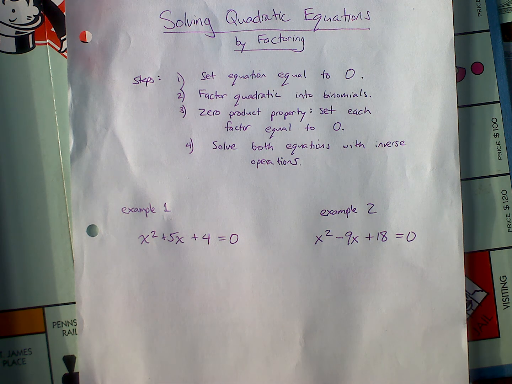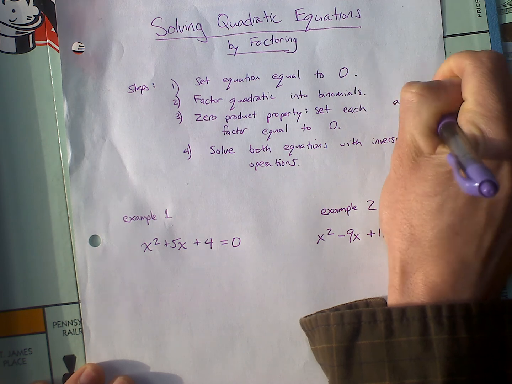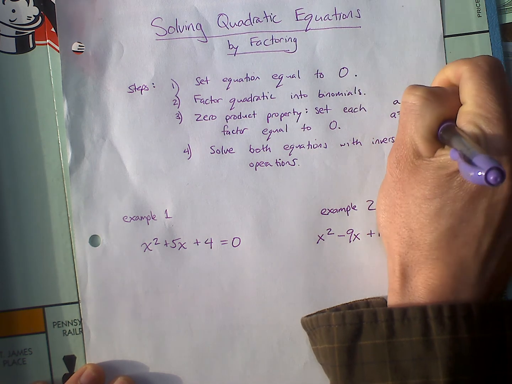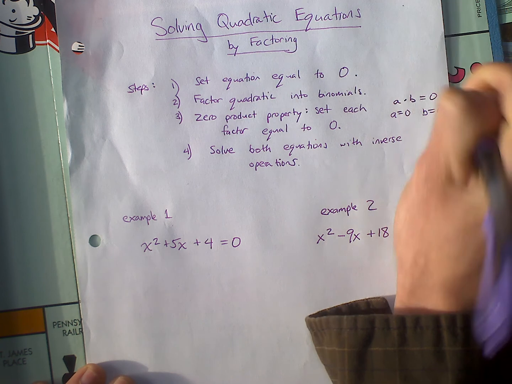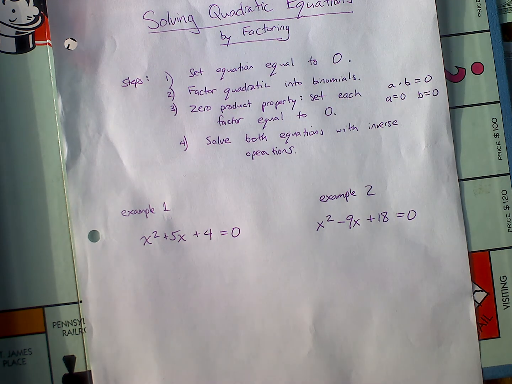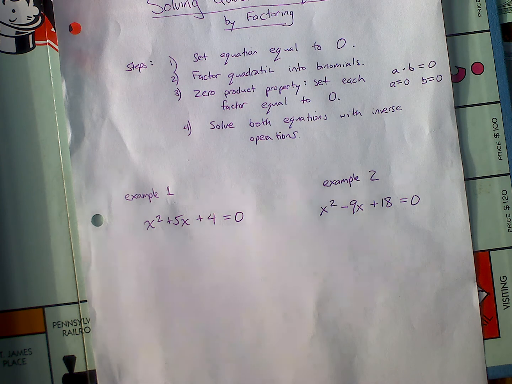Step 3 is the new rule. It's called the zero product property. Basically, if you have two factors that multiply together to equal 0, then you can say that either the first factor or the second factor must equal 0. And then in step 4, you now have two equations, so you can solve both of them using inverse operations. Okay, let's take a look at the first example.